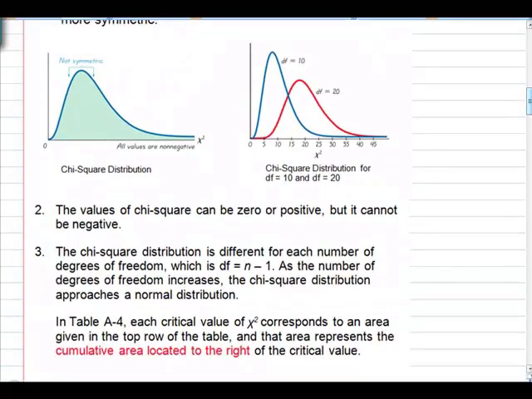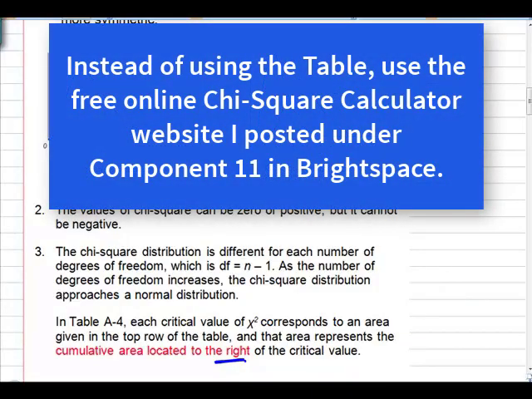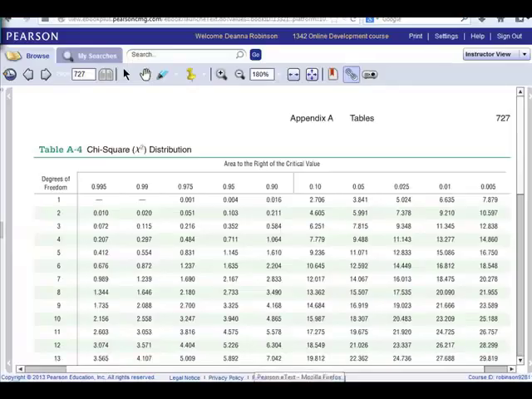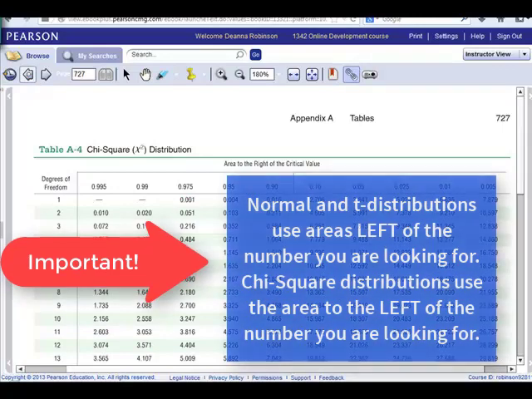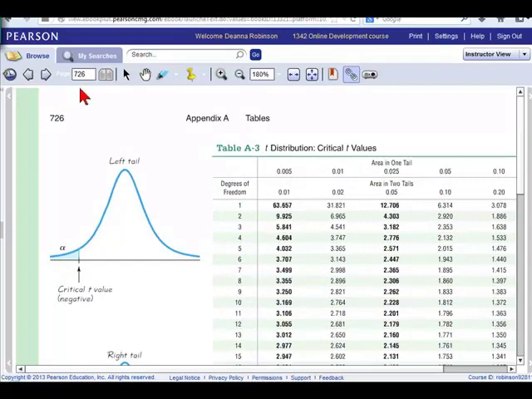And the chi-square distribution is different for each number of degrees of freedom, which is found by taking the sample size minus 1. As the number of degrees of freedom increases, the chi-square distribution approaches a normal distribution. In Table A4, each critical value of chi-square corresponds to an area given in the top row of the table, and that area represents the cumulative area located to the right of the critical value. Now, this is different from the other distributions. If we look at a chi-square distribution, notice it says this is the area to the right of the critical value. When we did the normal and the t-distributions, we were looking at an area to the left of the critical value.